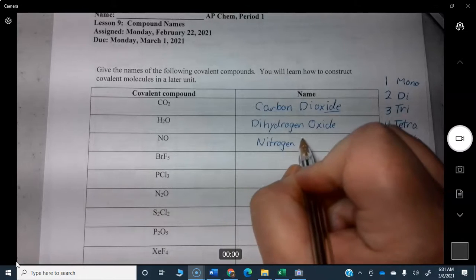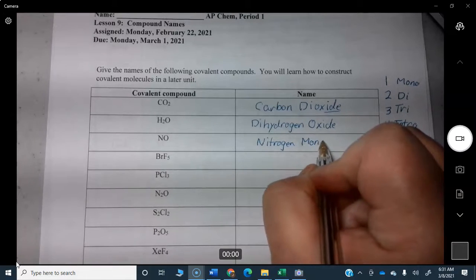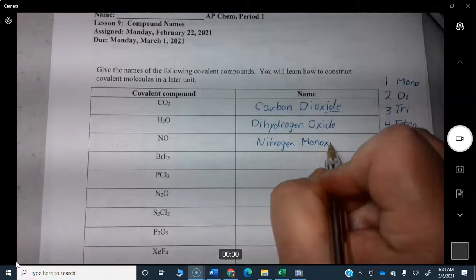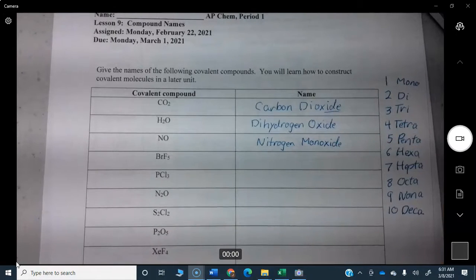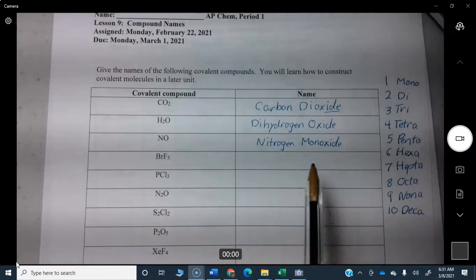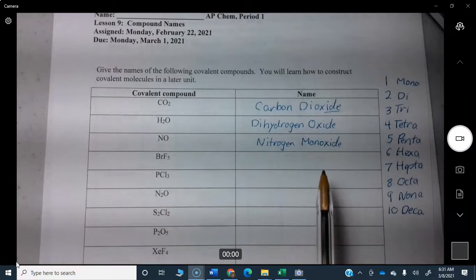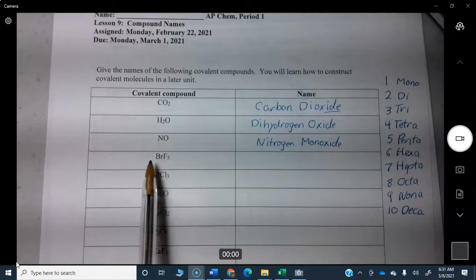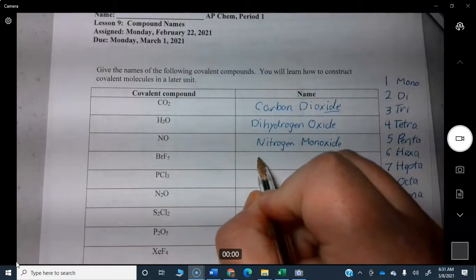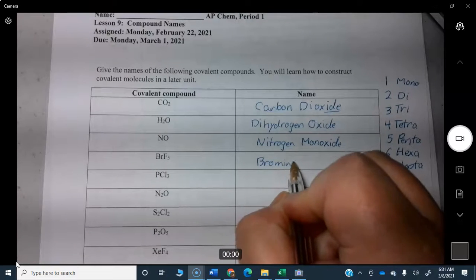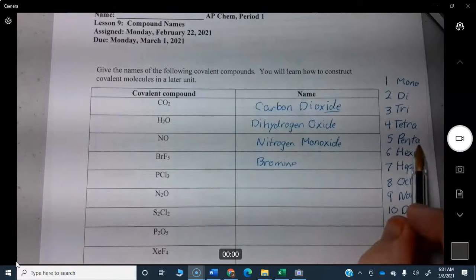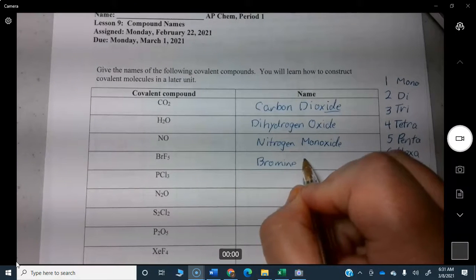Next one is nitrogen. And then there's 1 oxygen, so it's mon, and then oxide. It's not monooxide. You don't write 2 O's. So whenever you have a vowel beginning the name of the second element, in this case oxygen begins with an O, it's monoxide, not monooxide. Okay, bromine is Br. There's only 1, but you don't write monobromine. And 5 is penta, so it's pentafluoride.